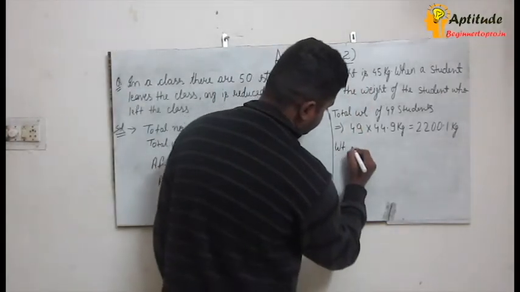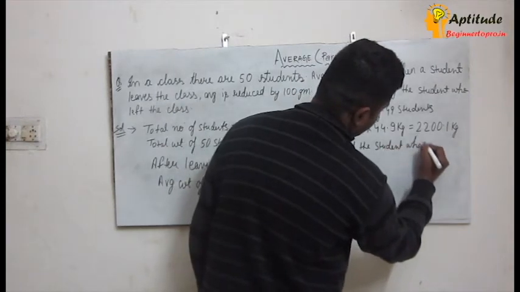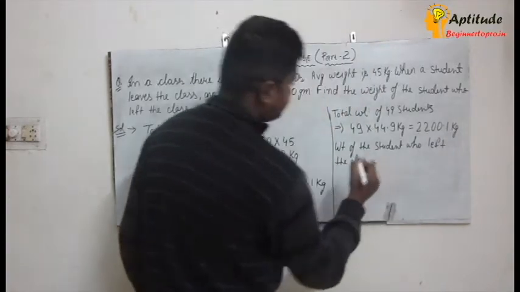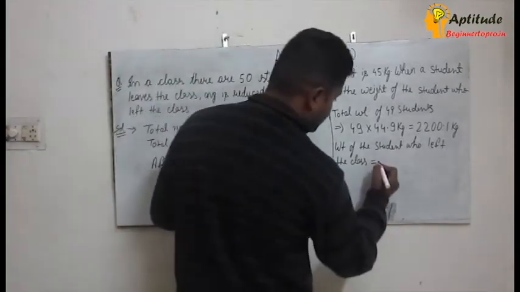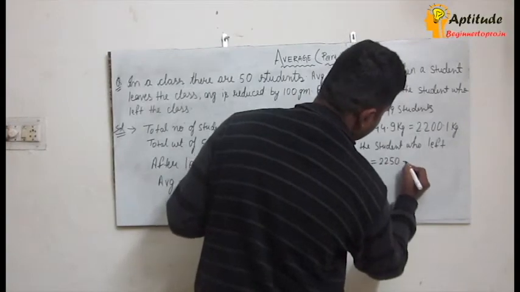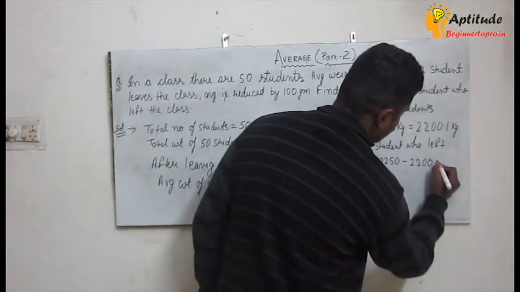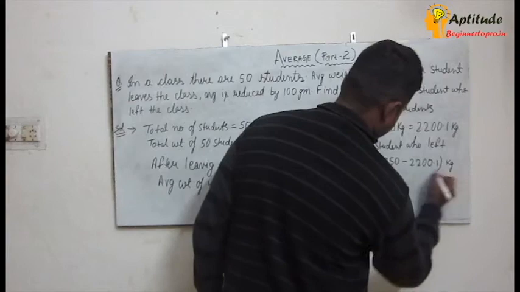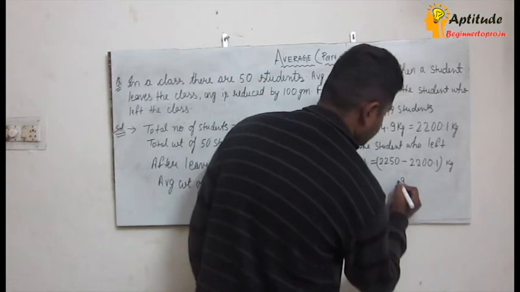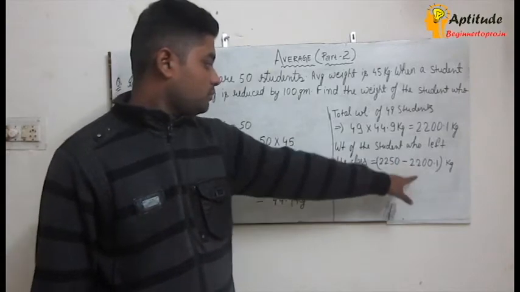So the weight of the student who left the class is nothing but 2250 kg, means total weight of 50 students, 2250 minus total weight of 49 students, 2200.1 kg. Okay, so how much? 2250 minus 2200.1, how much?